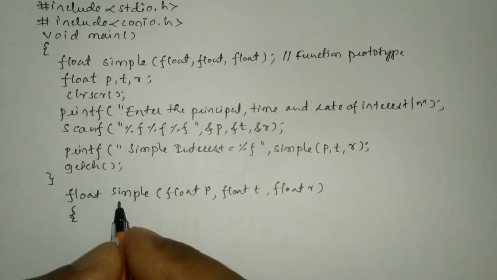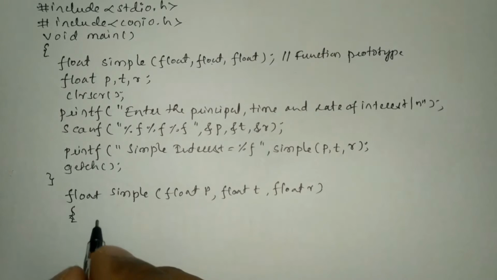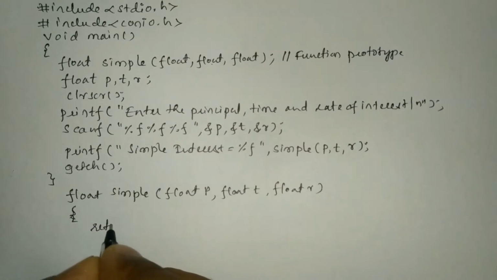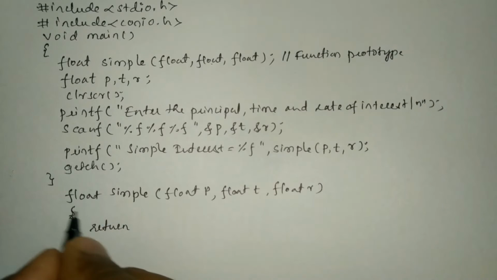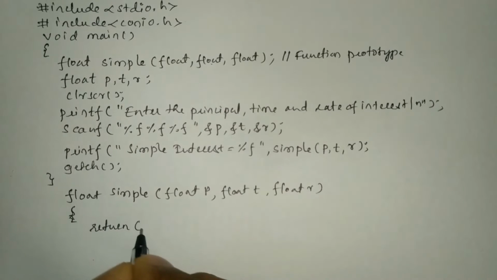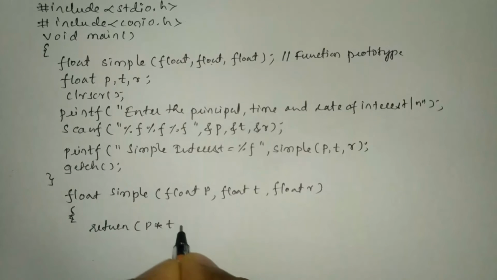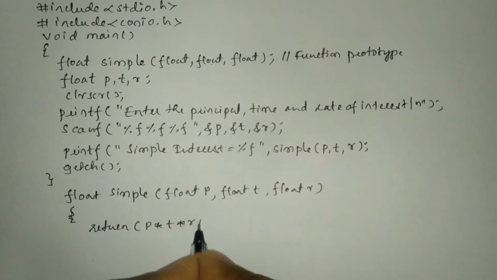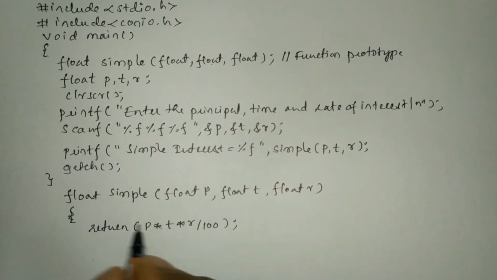Here I'm going to write the formula to calculate simple interest. I'm going to write return. Why return? Because we are returning float type of data, so that's the reason we have to use return. Here I'm going to write p into t into r divided by 100, close the bracket and put semicolon and close the bracket for this function definition. So here the formula to calculate simple interest is principal amount into time into rate of interest whole divided by 100. So that gives us the simple interest.